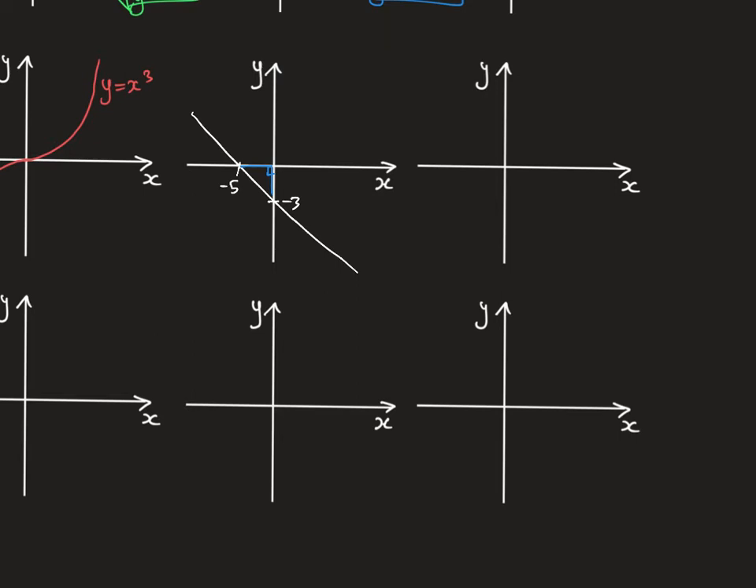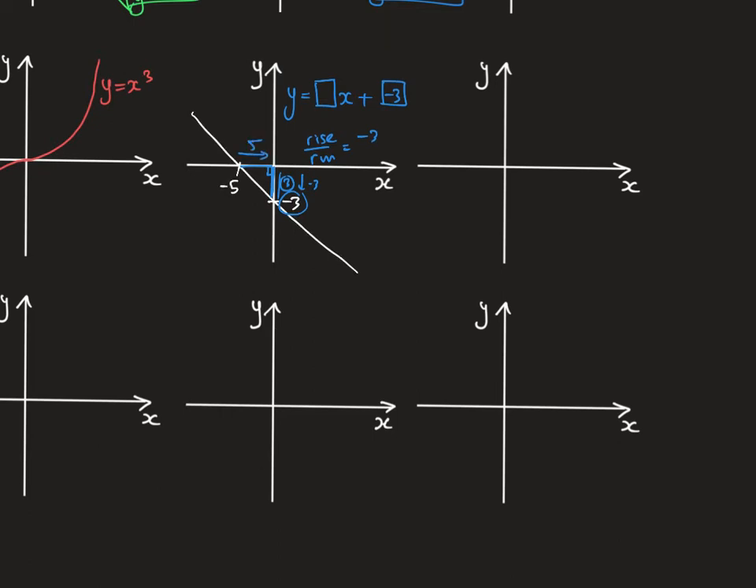Now, in order to get the gradient, we're going to have y equals something x plus something. Now I can see immediately that it crosses at -3. So I know that -3 goes into this box here. But what is the gradient? Now, I'll give you a clue. It's definitely going to be a negative gradient. Now, to find the gradient, we do our rise over our run. Well, our rise here has gone by 3. It's actually gone down by -3. It has gone across by 5.